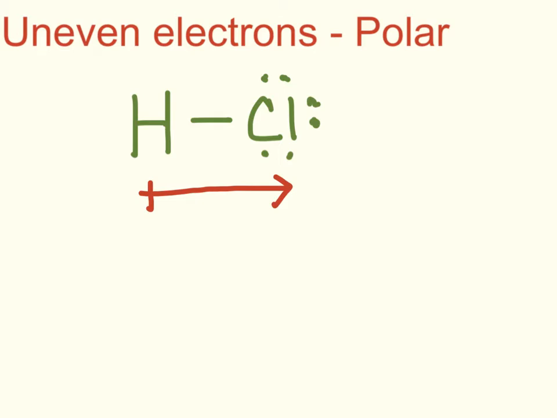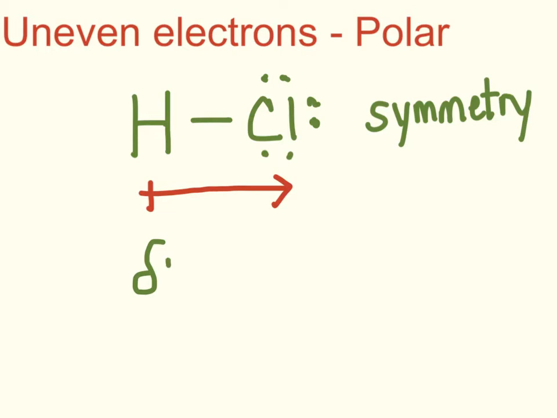Polarity has to do with symmetry of the molecule. Since there's no symmetry in this molecule, the hydrogen end is going to remain more positive and the chlorine end is going to remain more negative. Another way that we can note this is to show that the more positive end is hydrogen, so we have a delta plus, and the more negative end is chlorine, so that's a delta minus. Again, this is the positive end, and this is the negative end of the molecule.